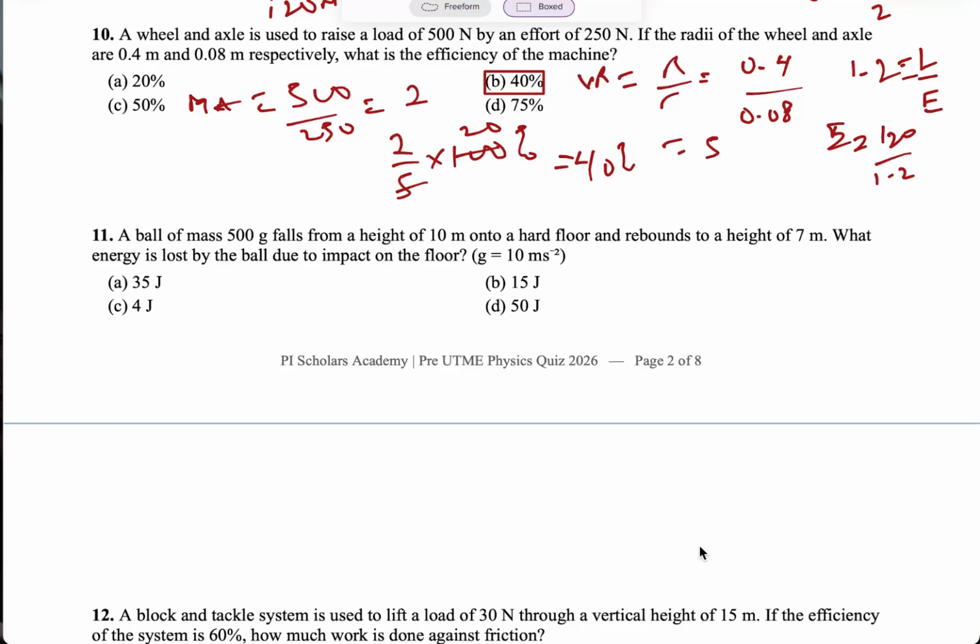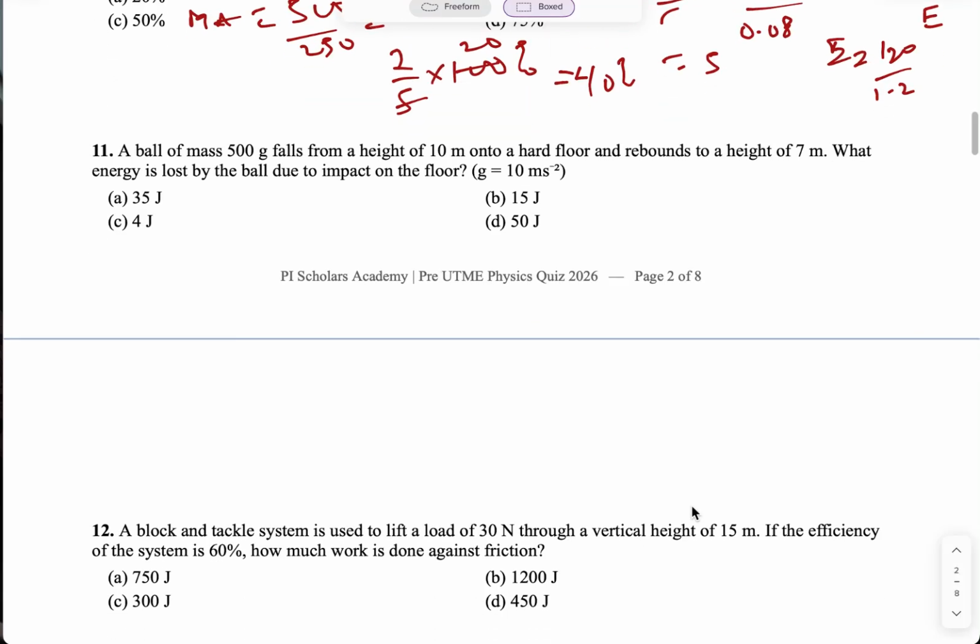Now let's go to question number 11. It says a ball of mass 500 grams falls from a height of 10 meters onto a hard floor and rebounds to a height of 7 meters. What energy is lost by the ball due to the impact on the floor? Now, this is a very, very easy question.